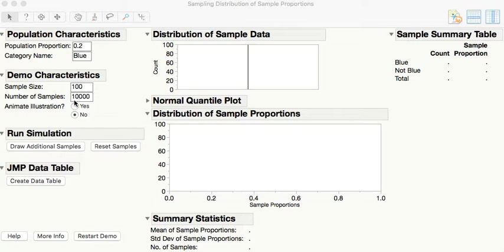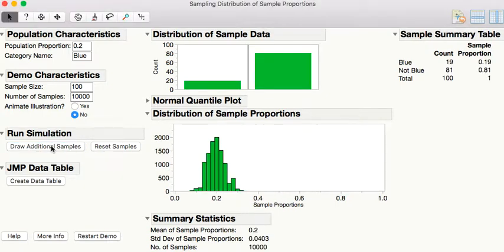I'm going to skip all the way up to 100,000 samples at one time, so I'm not going to click on each individual sample. And boom. It looks pretty much like a normal model, centered at the population proportion of 0.2, and our standard deviation is the square root of pq over n.